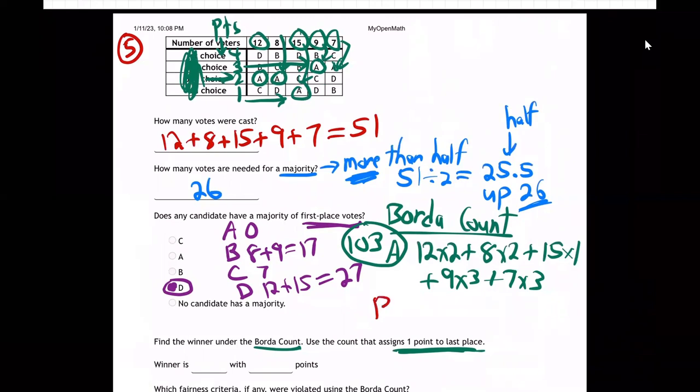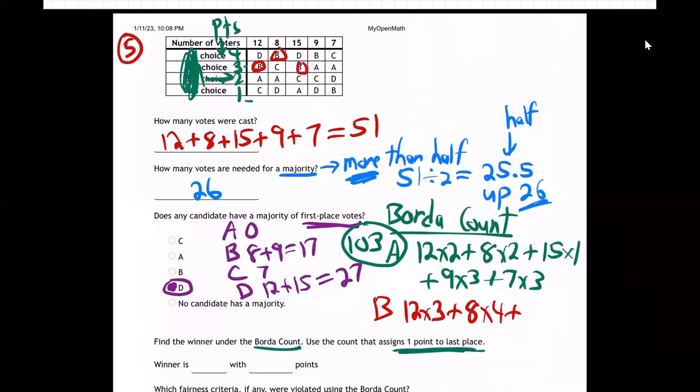Okay, now I'm going to go on to B next. For B, I'm going to go back to this diagram and find all the points for B. Where's B? B's right here. That's 12 times 3. And B's right here. That's 8 times 4. And B's right here. That's 15 people giving B 3 points. 15 times 3. B's getting a lot of points. Then B's right here, 9 times 4. And then B's right here, 7 times 1. Okay, so if you add that up in your calculator, which I'll do right now.